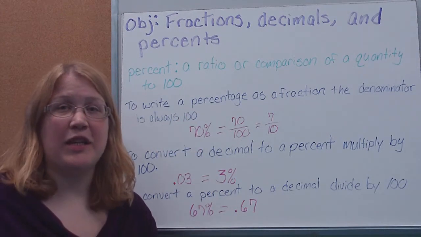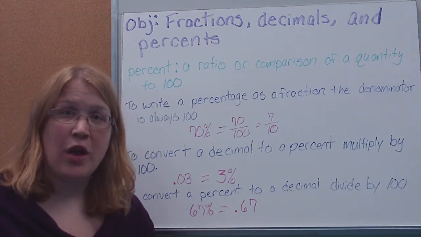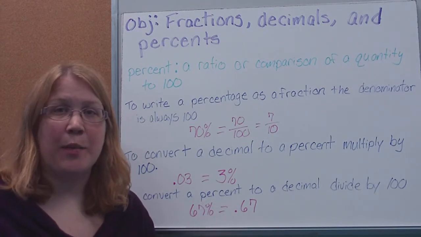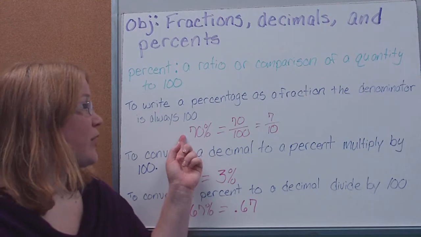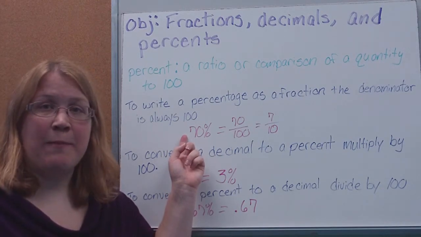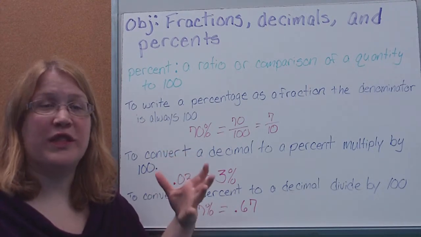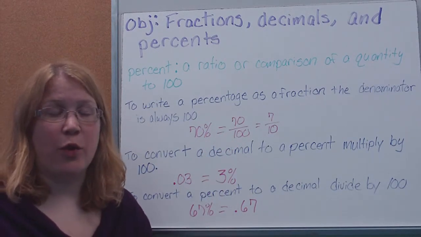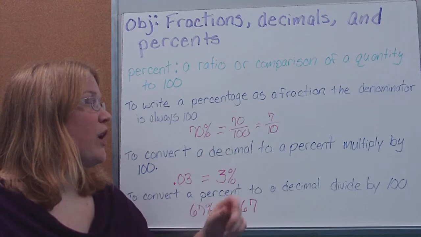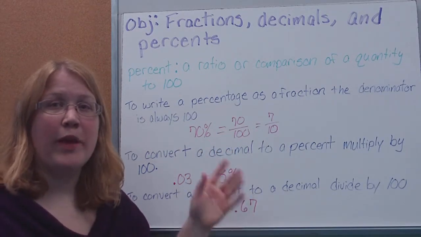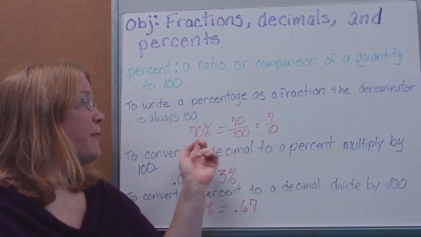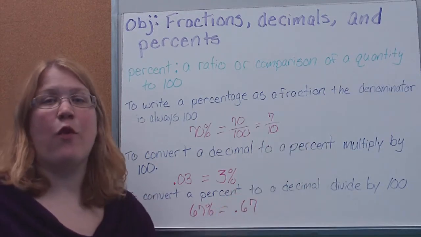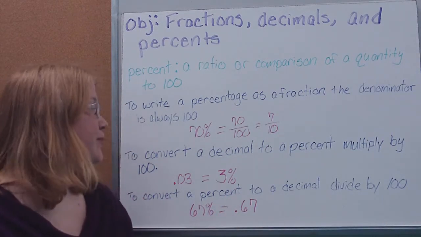So if I have a percentage and I want to write it as a fraction, all I have to do is take that number and write it over 100. So for example, 70%. That means I have a ratio of 70 to 100. So I'm going to write it in fractional form, 70 over 100. However, this is not in its simplest form, so then I'm going to reduce. So 70% in its simplest form would be 7/10.